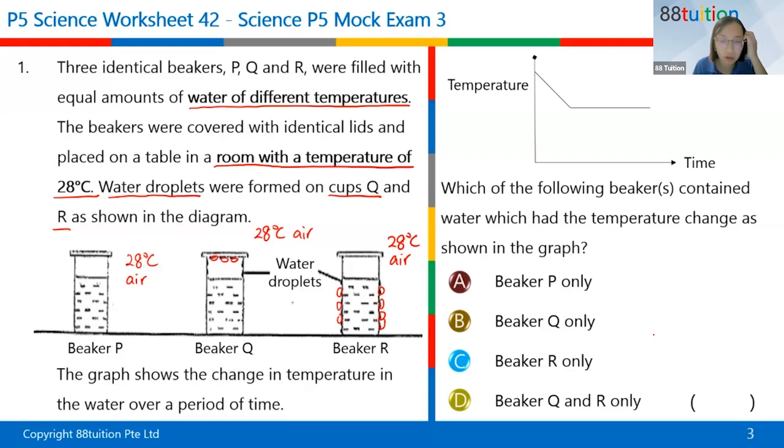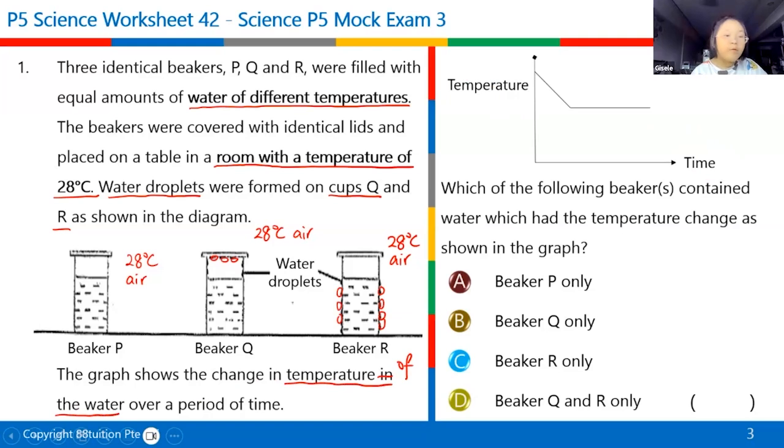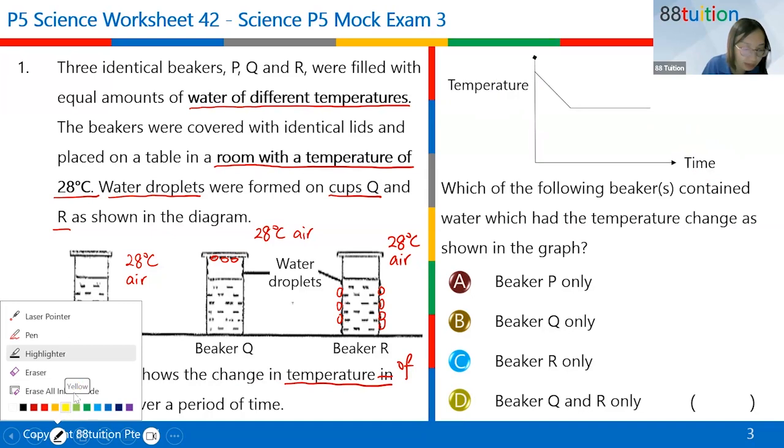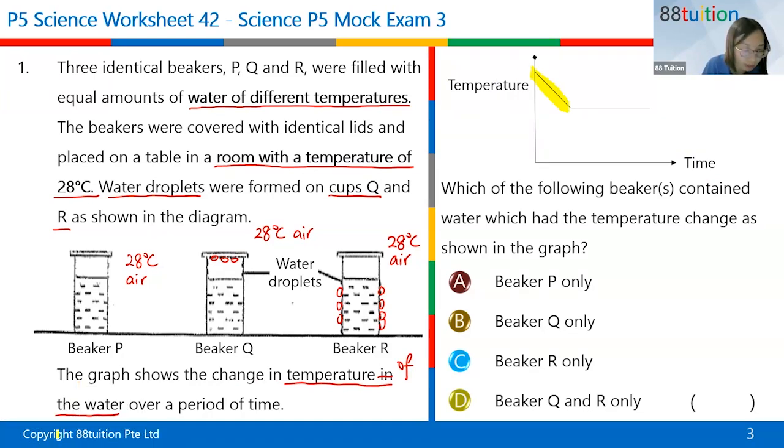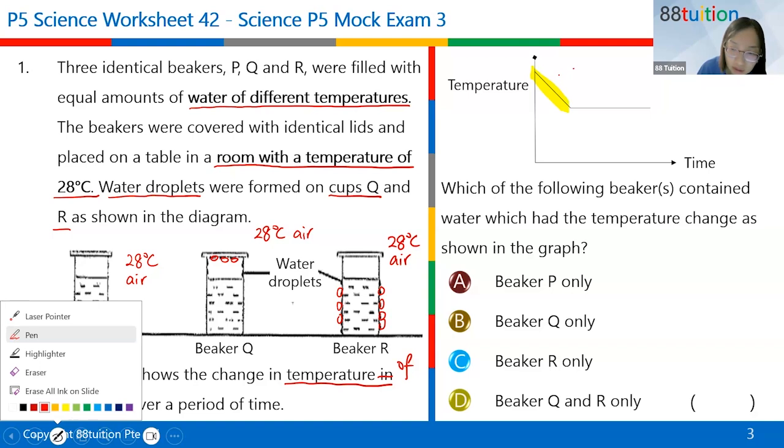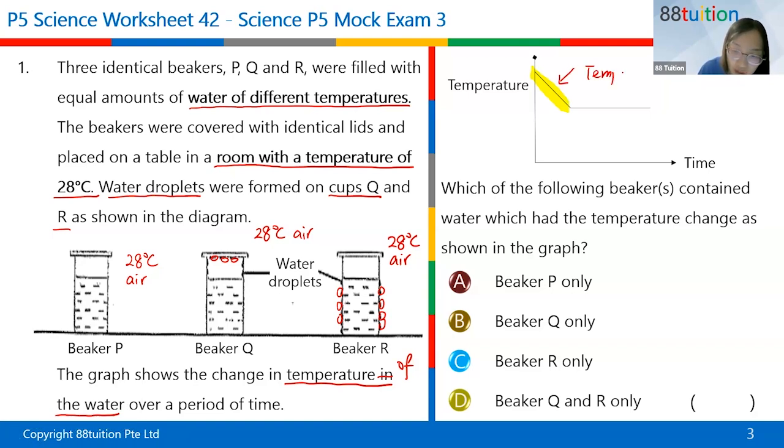All right. So then the graph shows the change in temperature of the water inside the beaker. So you notice that here is time. As time goes by, can you tell me what happens to this temperature? Decreases. So the temperature drops. All right, let me highlight this. Temperature drops. So you can see here temperature drops.